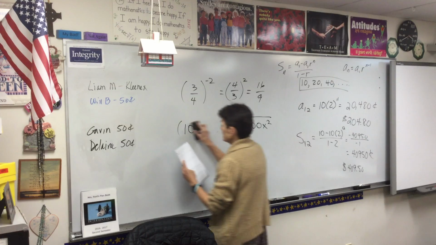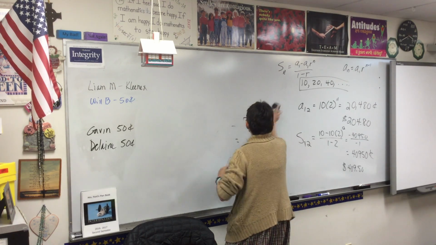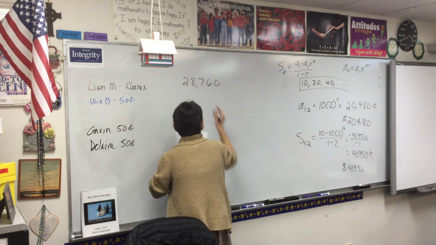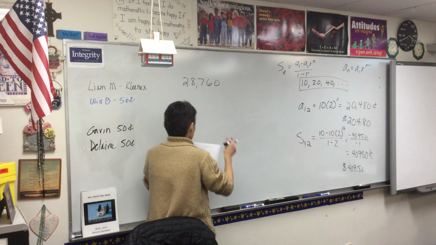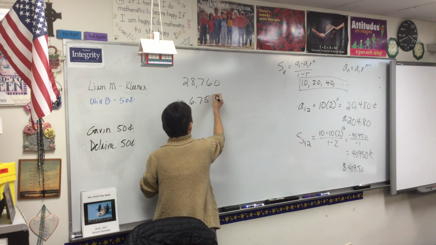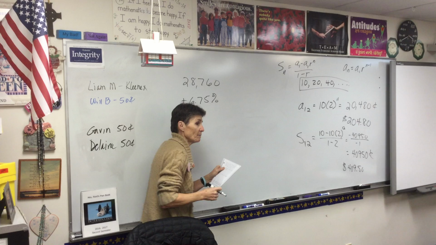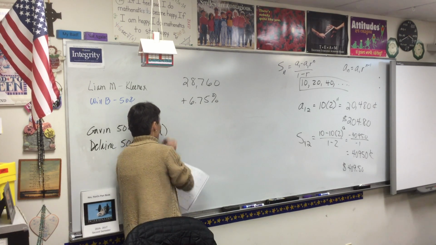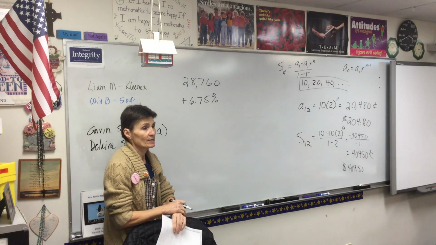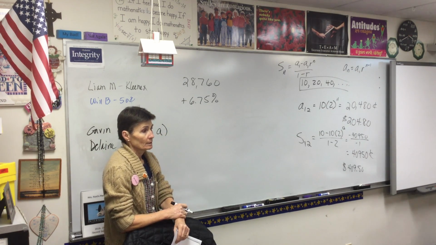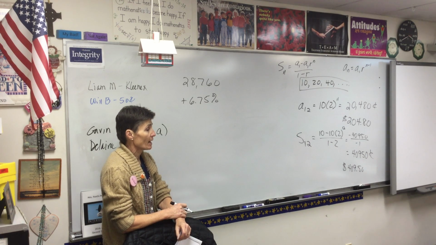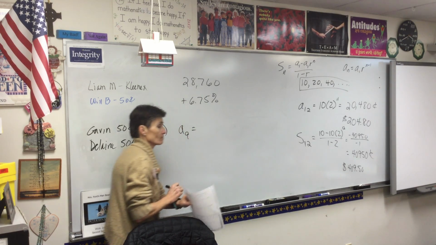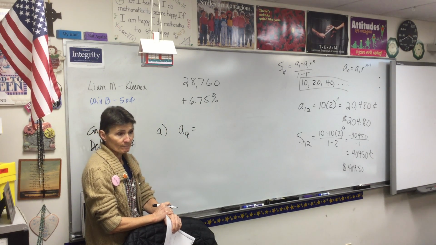David earns $28,760 a year. All right, so that's what we're starting with, $28,760. Each year, he gets a 6.75% raise. So this is going up in value. First question, how much will he earn in the 9th year? How much will he earn in the 9th year? Doesn't that just mean find the 9th term? And how do we find the 9th term?